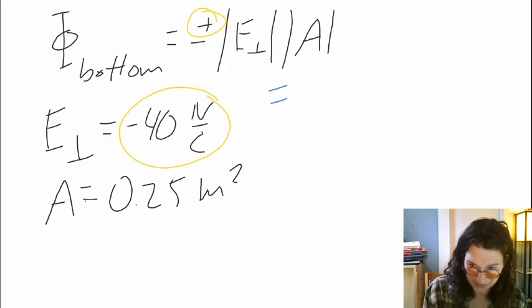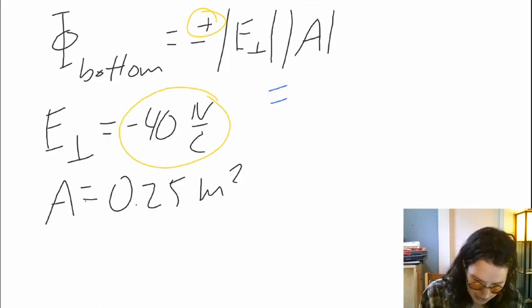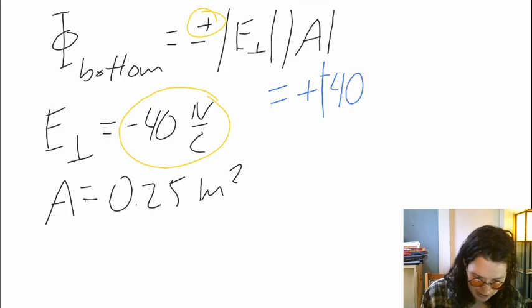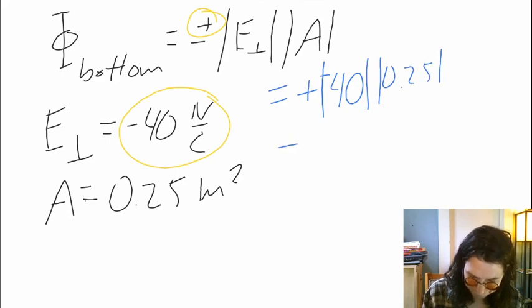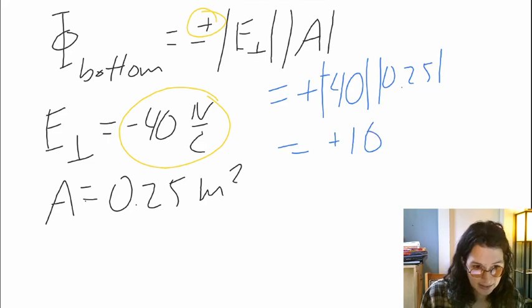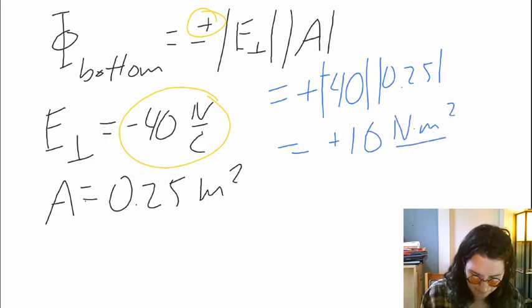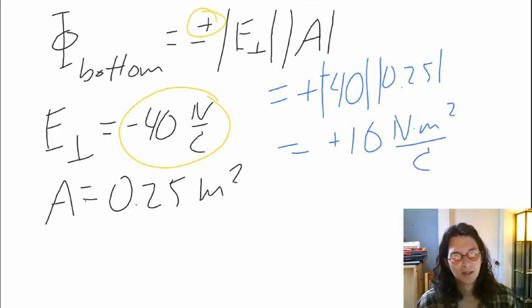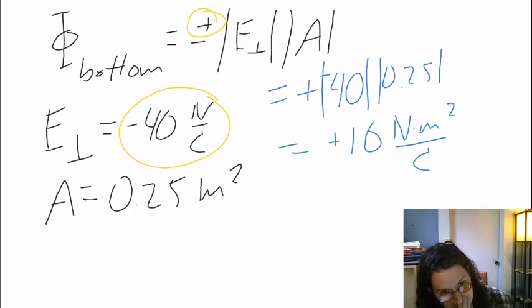I'm going to continue it down right here so I have a little more room. I'm going to have a positive sign out in front, and we have an absolute value of negative 40 times the absolute value of our 0.25 meters squared. And that's just going to give me a positive 10, and same units we had before, newtons meters squared per coulomb. Cool. All right. Now there's other faces that we're also asked to calculate.